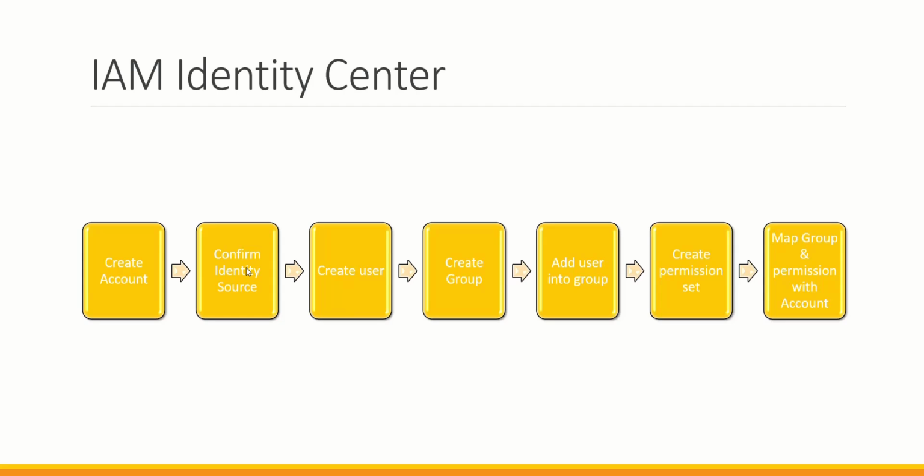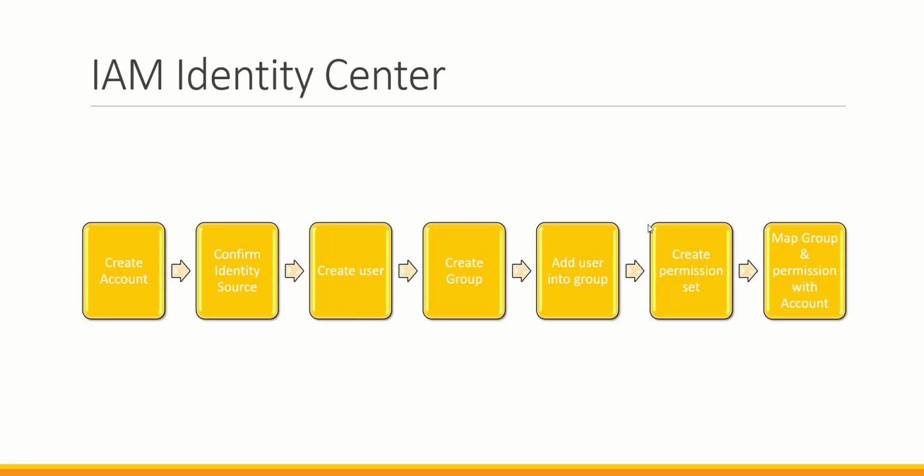Then, once I confirm the source, in the source I am going to create users. How many users I want to create, I can create. That's the third step. The fourth step is grouping those users. For example, if I have 10 users, 5 can be developers and 5 can be testers, so I'm going to create two different groups, one for developers and one for testers. The fifth one is adding users into groups, so the users I created in the third step, I am going to map into the different groups.